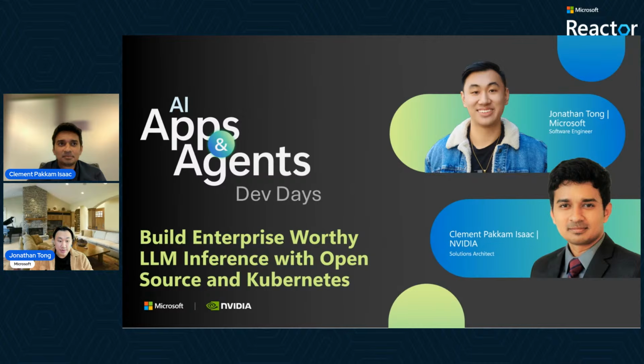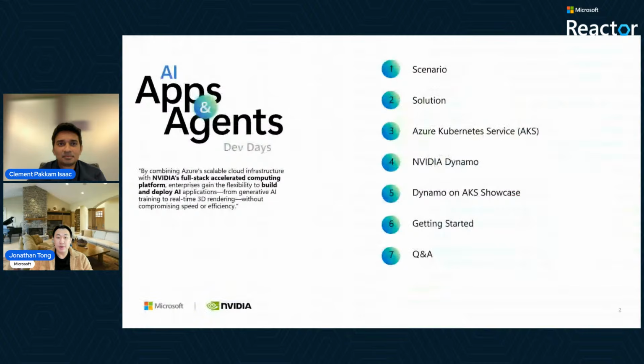So first of all, we'll go over the agenda. The first thing I'd like to introduce is our scenario, where we outline our problem, the solution, how to deploy using Kubernetes on AKS, our product Dynamo, which will handle the inference, and then we'll give a demo on what Dynamo looks like running on AKS. Lastly, we'll go over how you can get started on using this for yourself, and we'll take questions at the end.